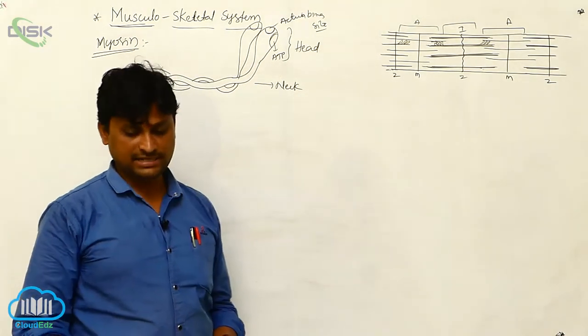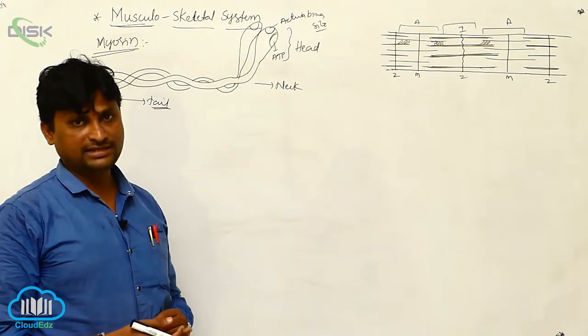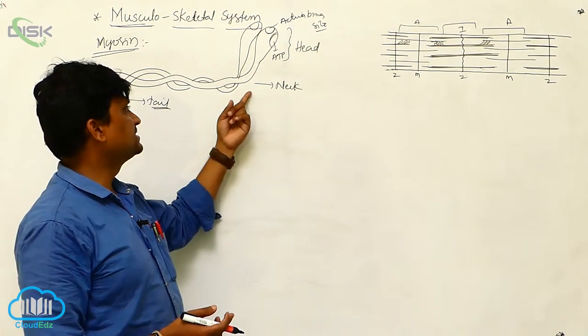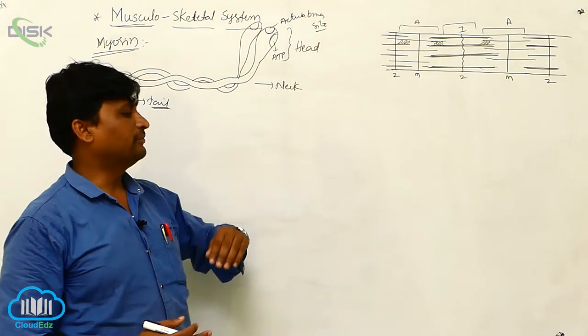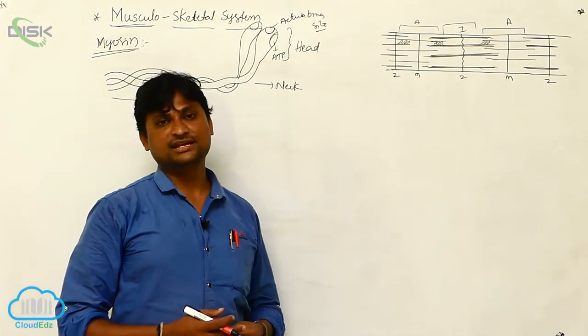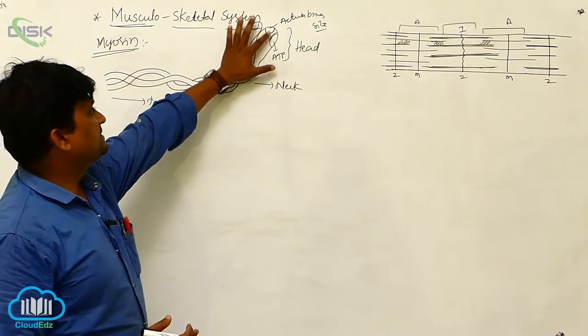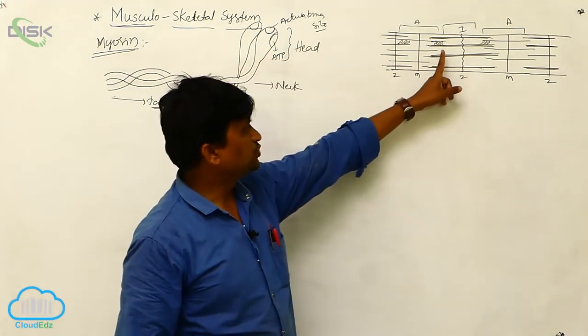We consider troponin and the actin filament as regulatory, while the myofilament, the myosin, is the motor or mobility part. We consider the myosin filament as the motor filament, and the actin filament as the regulatory filament. Right, this is the head, neck and tail.